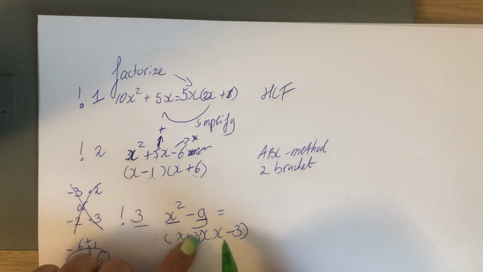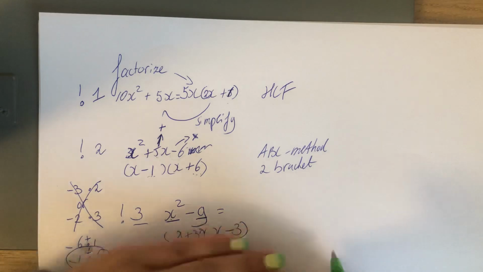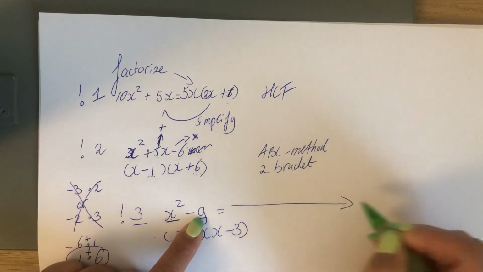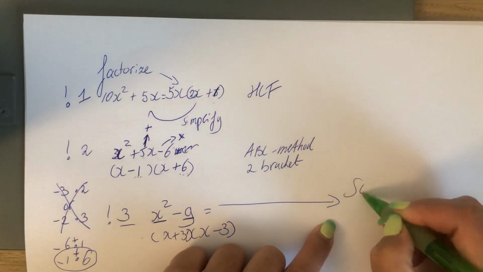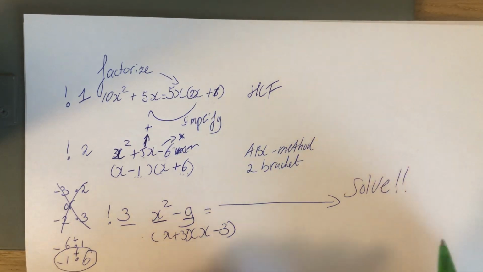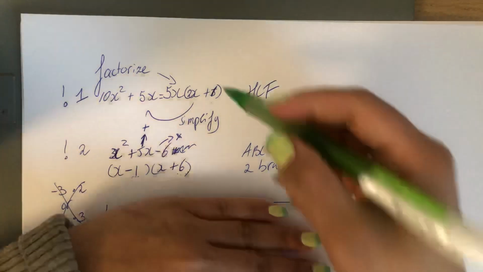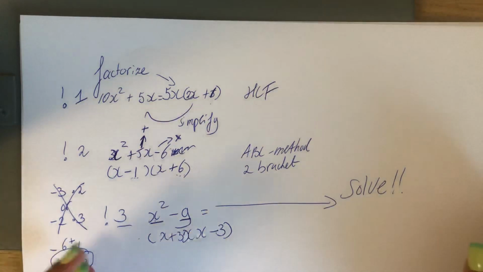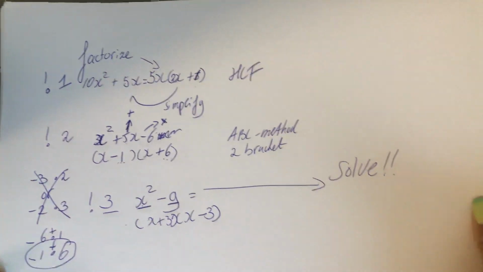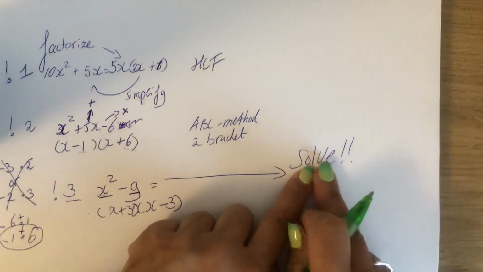Now this one, it's okay if you don't see it at once. We're going to look at it later when we solve. Solving is something else. We're going to look at it in a second. So these are actually the main methods of factorizing that you can use. Now, what makes it so difficult? Let's go to the solving.